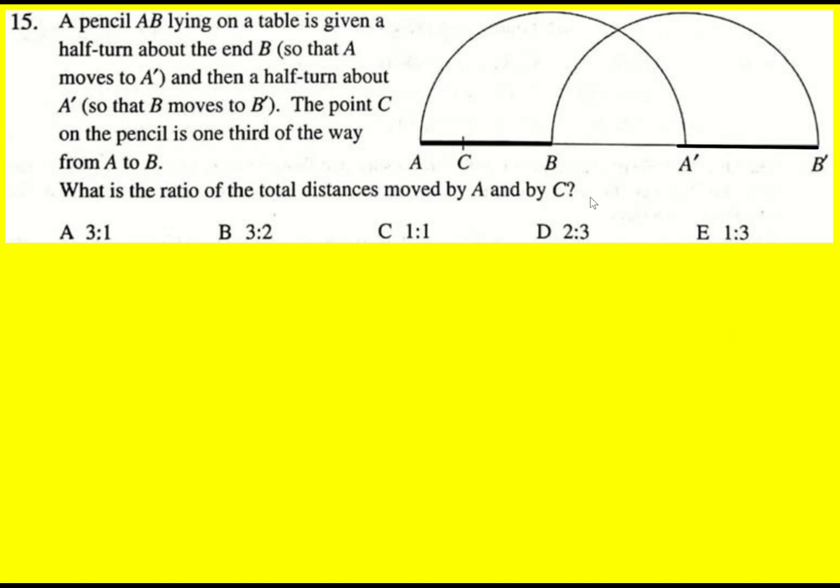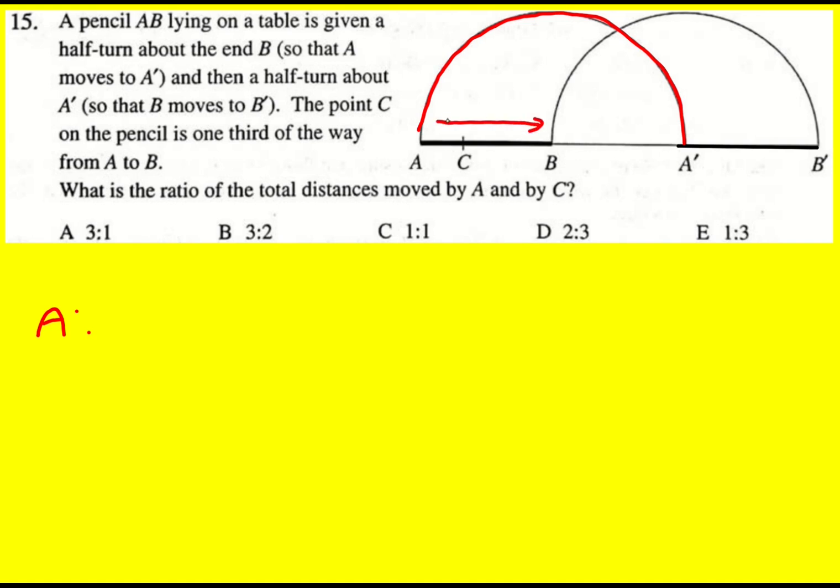And the point C is 1/3 of the way from A to B. What is the ratio of the total distances moved by A and by C? So I'm first of all going to look at A, that's what I've just focused on. And it's actually just going to move this half circle here. It doesn't move in the second part. So I just need to find that, I don't want to call it the circumference, but that amount turned.